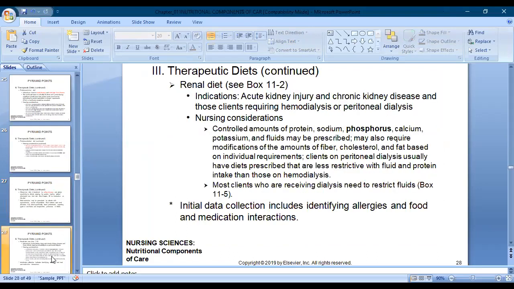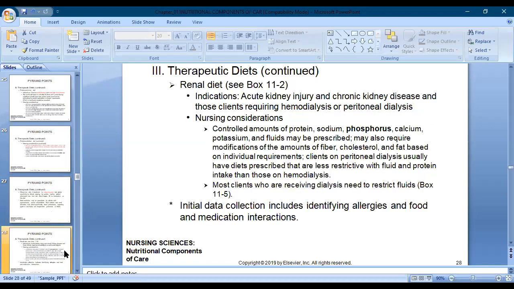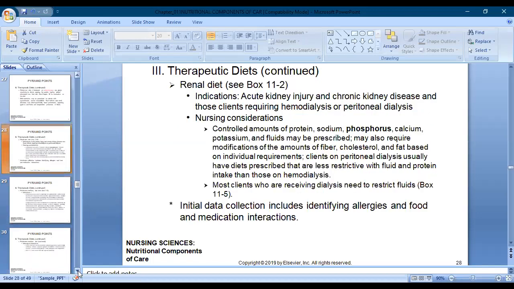So like here I said, barley or rye, oat, or wheat contain gluten. We have to know this for the NCLEX board. And now go here, the renal diet.